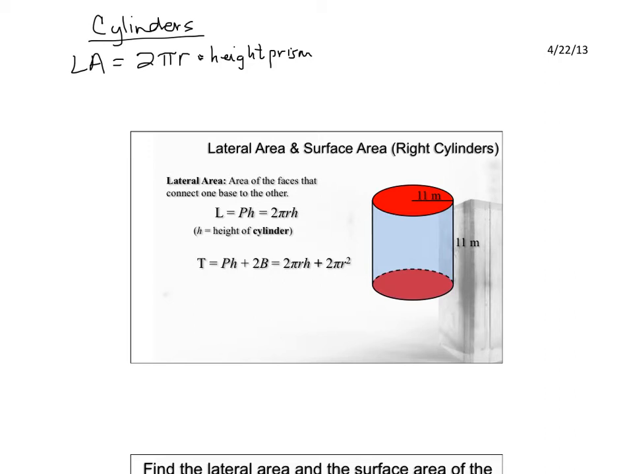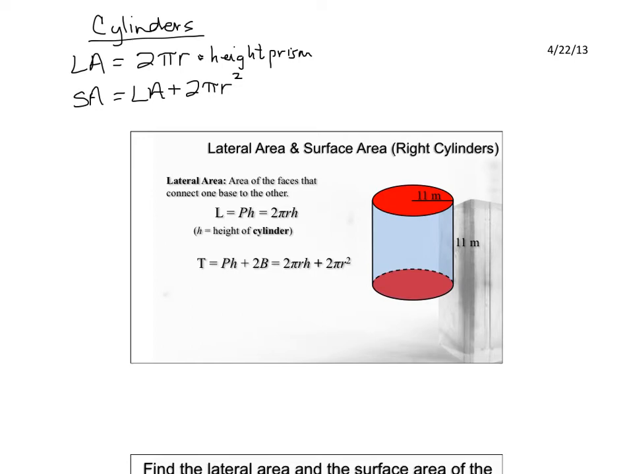Then, when we get the lateral area, we're going to find the surface area, and the surface area is going to be, again, perimeter times the height, which happens to be the lateral area, plus 2 times the area of a circle. So it's going to be 2 pi r squared. So you need to make sure you add those two formulas to your formula sheet on cylinders. Okay, let's take a look at this example now.